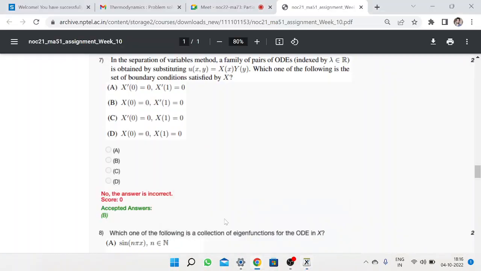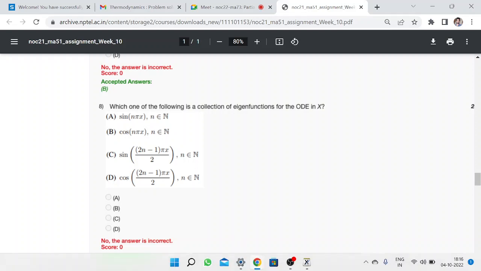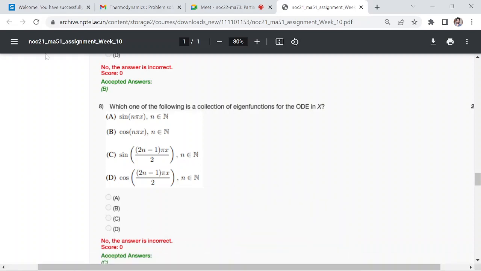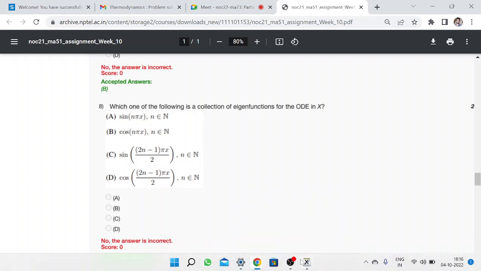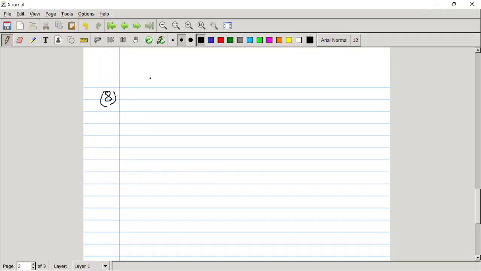Question number 8 is: which one of the following is a collection of eigenfunctions for the ODE in X? You know eigenfunction, eigenvalue, this thing, the separation of variable method. You know what is eigenfunction, how to find eigenvalue and eigenfunction? Otherwise, I will tell, no problem.